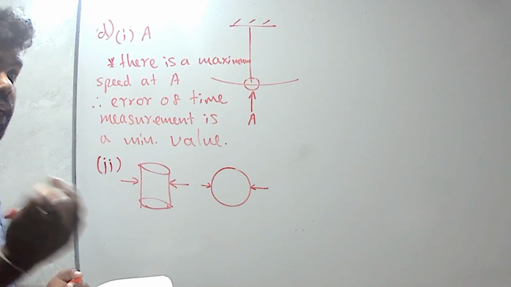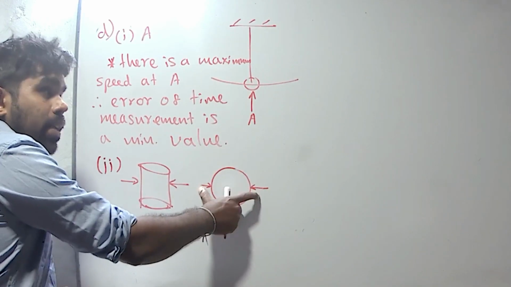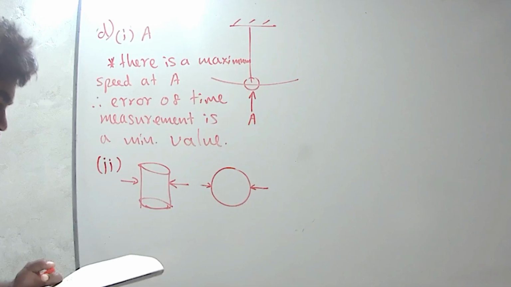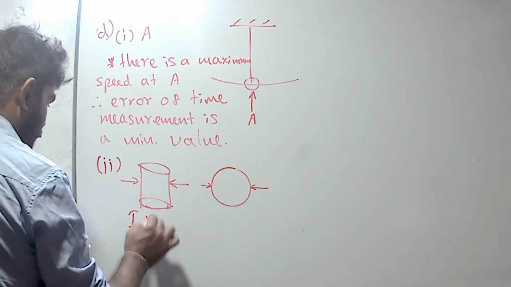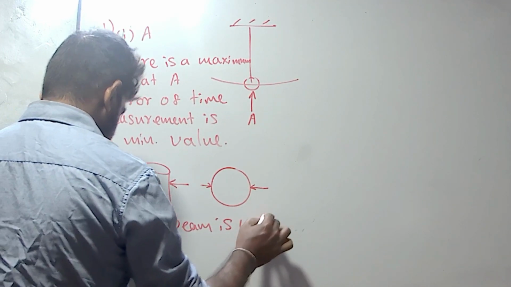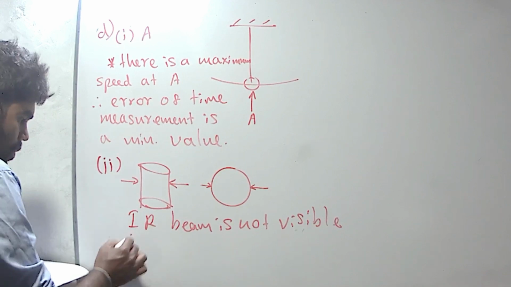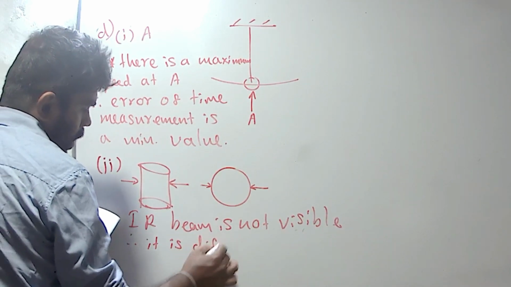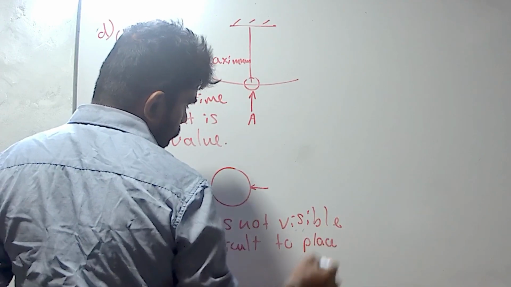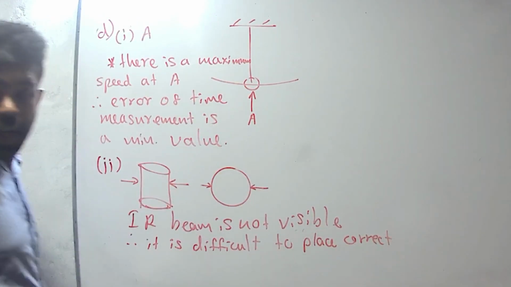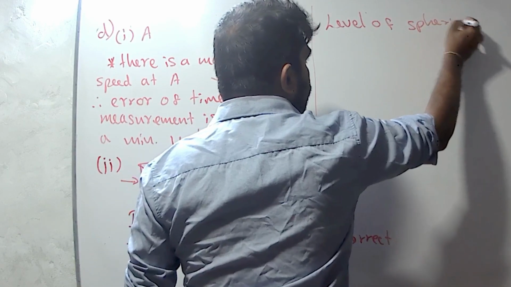Then we can write, we can't see the IR beam. Therefore, we can't place it in the correct position when using the spherical one. Then we can write, the IR beam is not visible. Therefore, it is difficult to place at the correct level of the spherical bob.